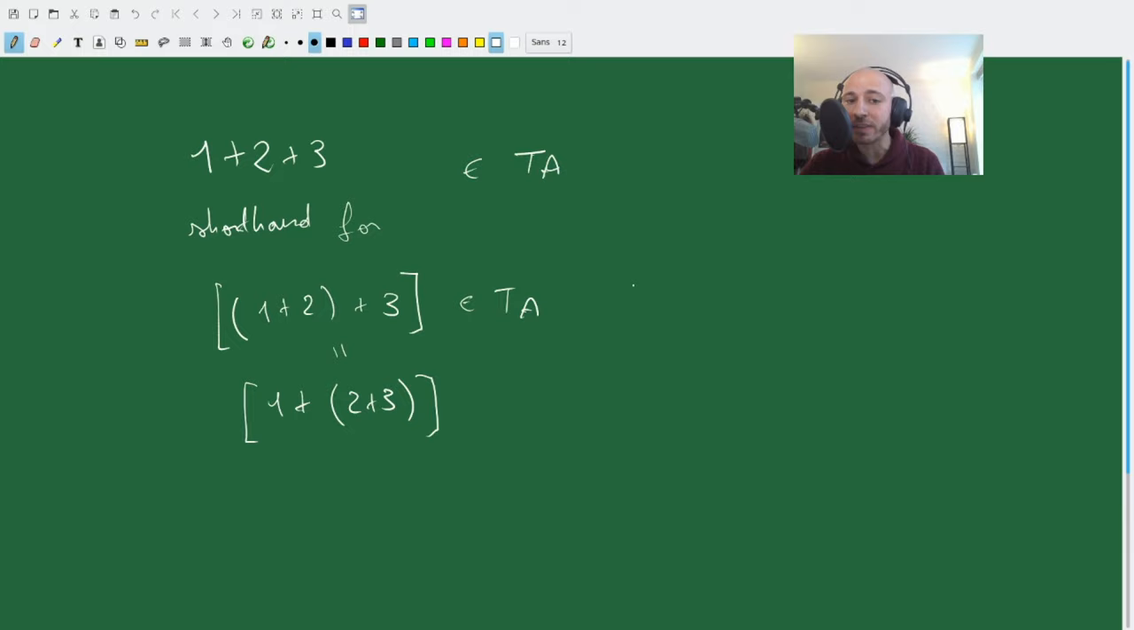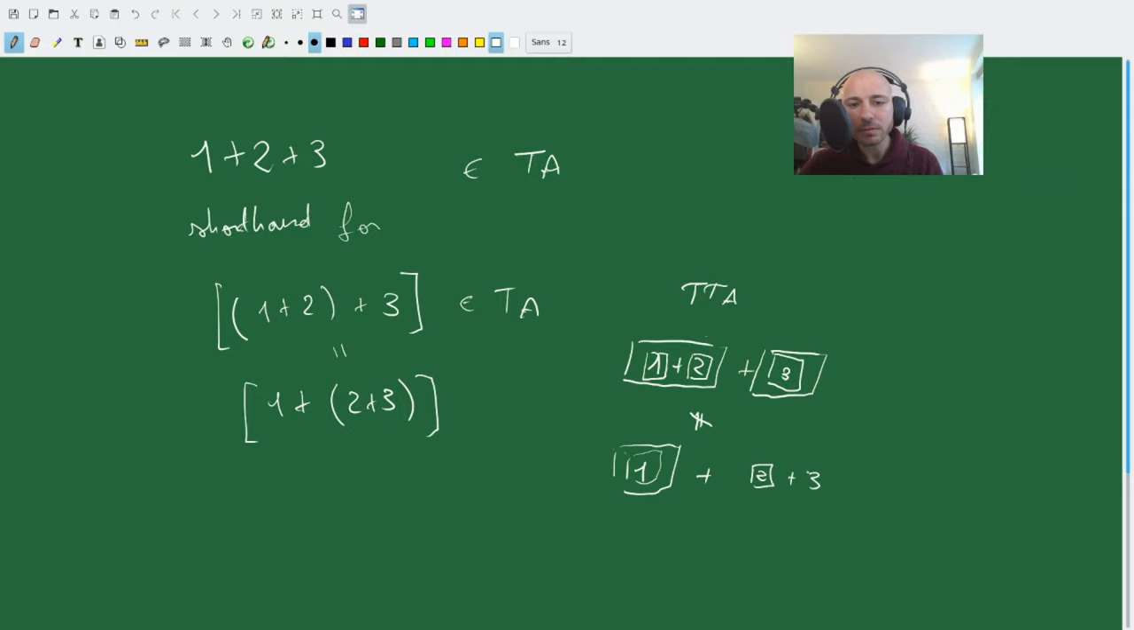Boxes, on the other hand, live in TTA, okay? So in TTA, we have 1 plus 2 in a box, plus 3 in a box. And actually these numbers, I haven't written the inner box, so these things are actually in their own box. So this is not the same as this: 1 in its box, plus 2, plus 3. Okay?